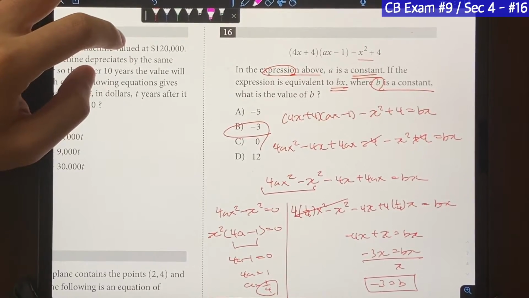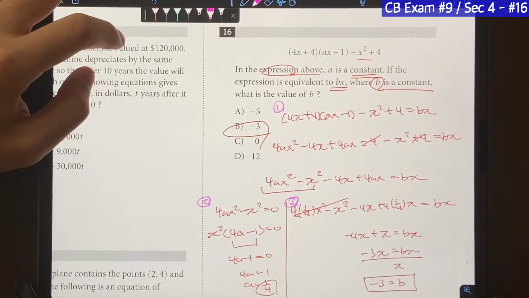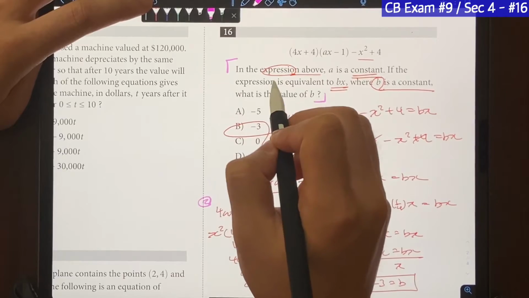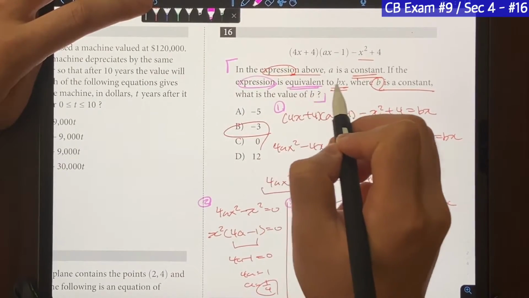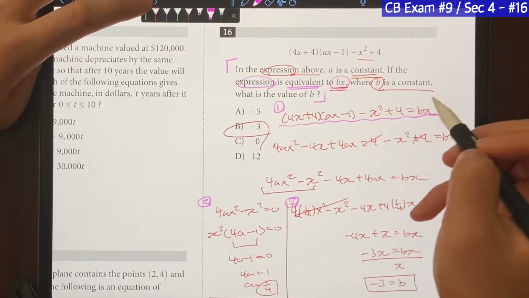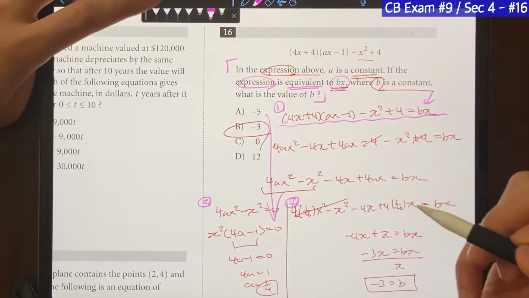So we're going to break it down into 3 separate steps. First one is going to be right here. Second one's right there. Third one is going to be right there. So the first thing we did is we read the question and recognized that, okay, the expression above is equivalent to bx. So we set it up like so. But from here, it doesn't really tell us what b is.